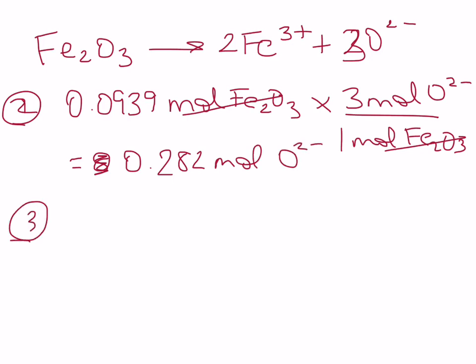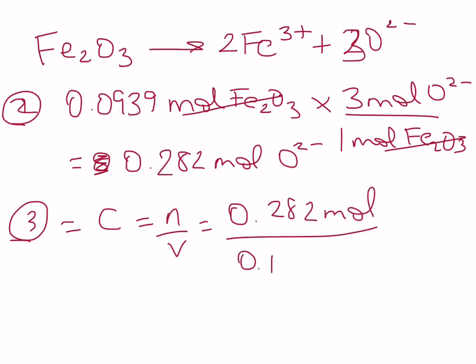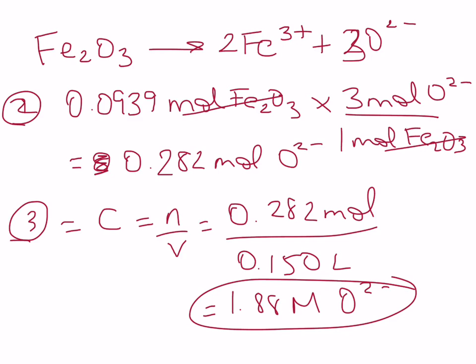Then we're asked to figure out our concentration. So C equals n over V. So we do our 0.282 moles. Again, we're dividing it by our volume in liters. We want to use 0.15 liters. And we get 1.88 moles per liter, or capital M, of O2 minus. So those were 2 examples of how we can use stoichiometry in solutions.